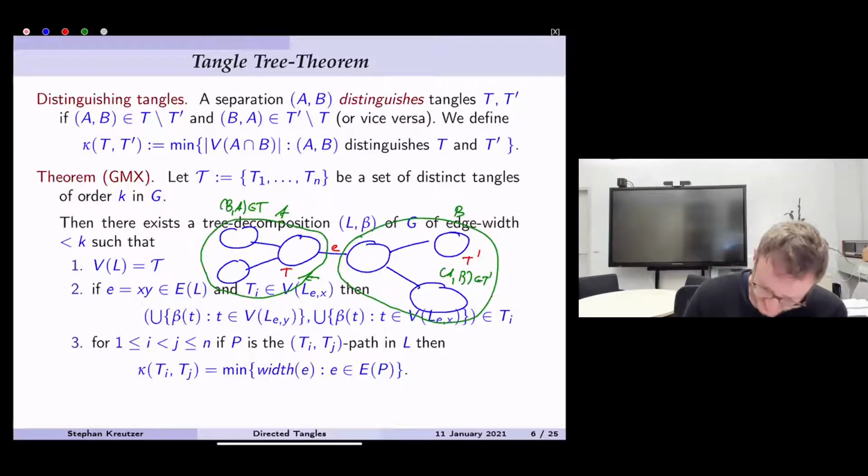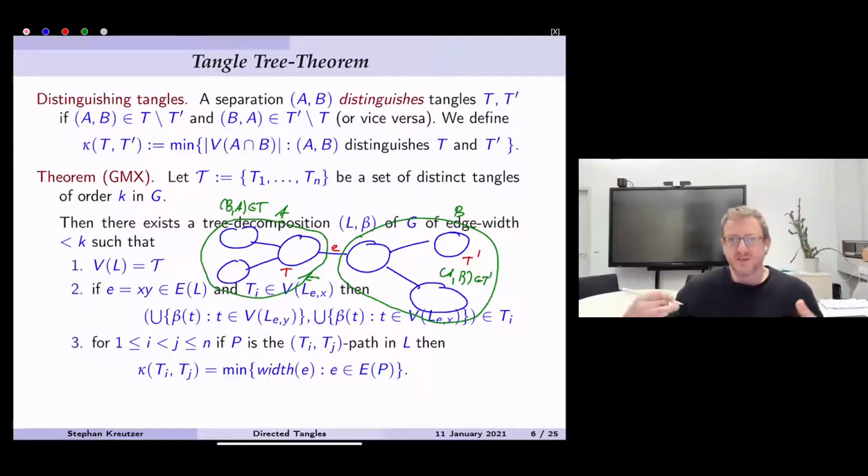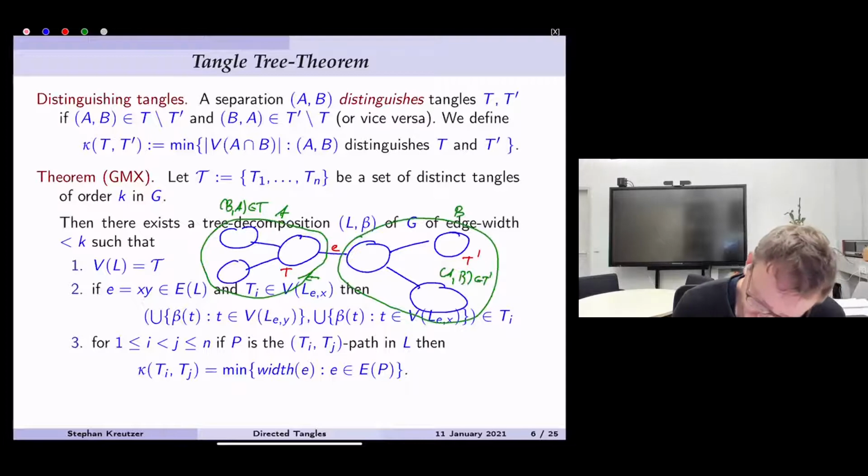And then we have an extra condition. Distinguishing, of course, you can do a lot. But what we're also interested in is, if you have two tangles T and T prime, the minimum order distinguishers, so the minimum order separations that would distinguish between the two tangles. The third condition says: look at the path in the tree decomposition from the node that corresponds to tangle T to the node that corresponds to T prime. The edges on this path that define separations of minimum order, this would also be the minimum order of any separation that would distinguish T from T prime.